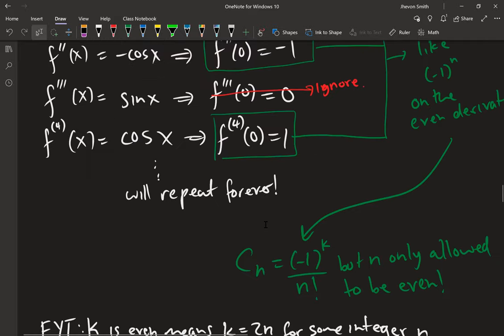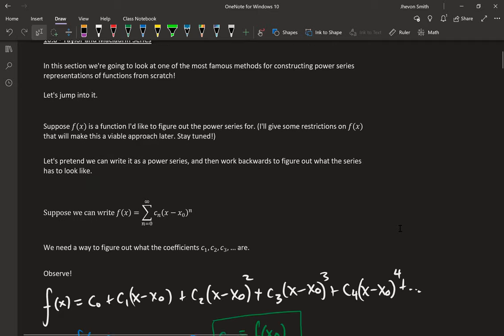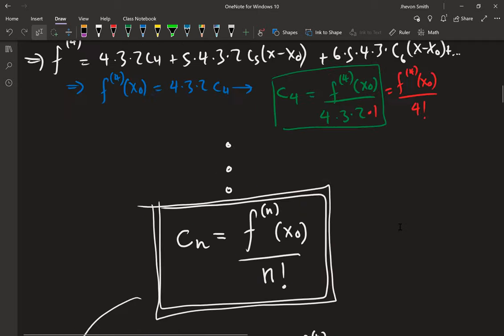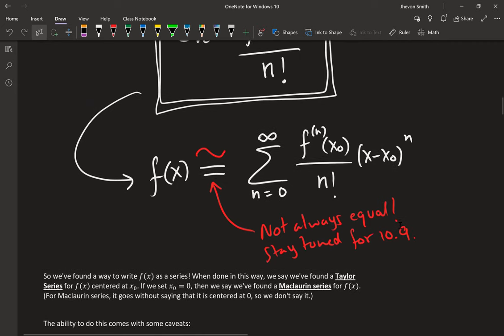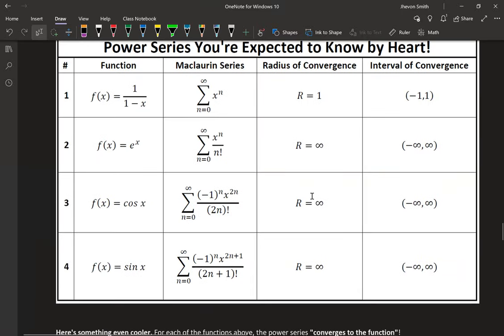Essentially, this is a way that the mathematician Taylor came up with to generate power series that correspond to any function, how to build up a power series from scratch. Now, it turns out sometimes something amazing happens and the power series actually can represent the function. You could replace the function with the power series and no one can tell the difference. However, unfortunately, it does not always happen. But for the important ones that I asked you to memorize, it does happen.